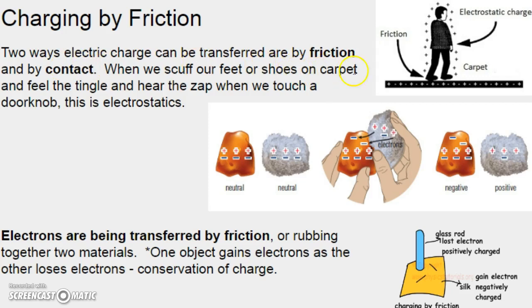When we scuff our feet or shoes on carpet, we feel the tingle and hear the zap when we touch a doorknob. This is electrostatics, and here's the person walking, and they gain a net charge. If I rub 2 objects that are neutral together, one of them can gain electrons and one can lose electrons. It's simply saying that 2 different objects can have an ability to transfer charge. Electrons are what are being transferred by friction, or rubbing the materials together. One object gains electrons as the other loses electrons. And this is the principle of the conservation of charge.